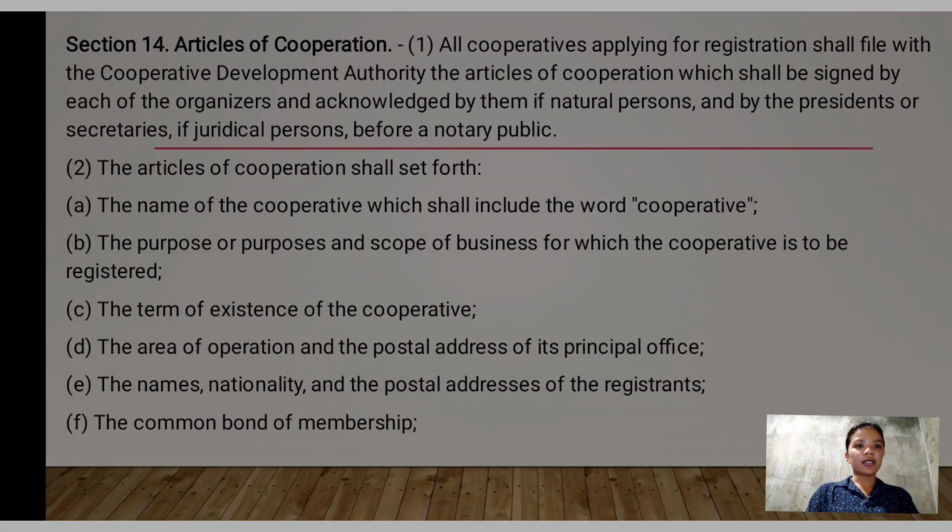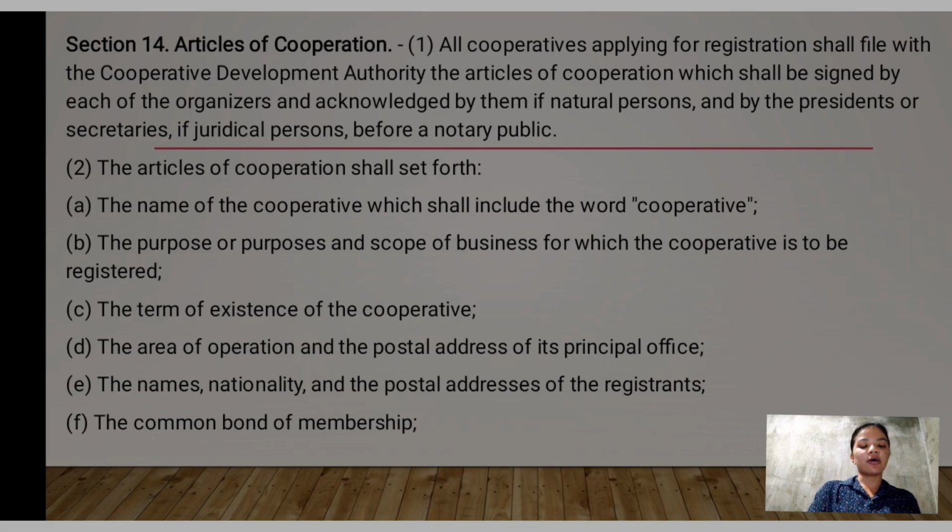Section 14, Articles of Cooperation. In this section, it states that cooperatives seeking registration must submit their Articles of Cooperation to the Cooperative Development Authority. These documents must be signed by all the cooperative's organizers and acknowledged by them. If the organizers are individuals, their signatures must be notarized.